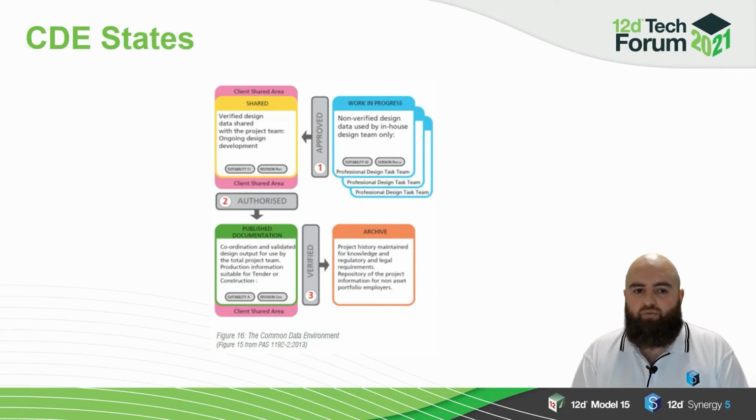So let's go through those different states that we use to track our exchange of data, if you will. Now, we refer to them as stages or states, and this is from PAS 1192, the Common Data Environment, which is still the standard that we run within ISO 19650. So those states are work in progress, shared, published, and archived.